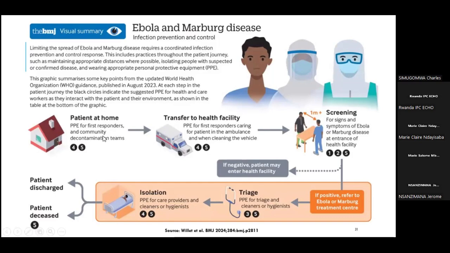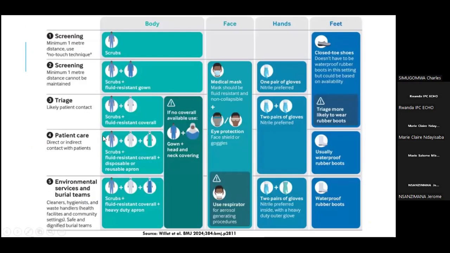For example, if we talk about 1, it goes with the screening where we need the minimum of PPE. The second task, like screening when we cannot keep 1 meter, we have the triage, we have patient care and environmental services.